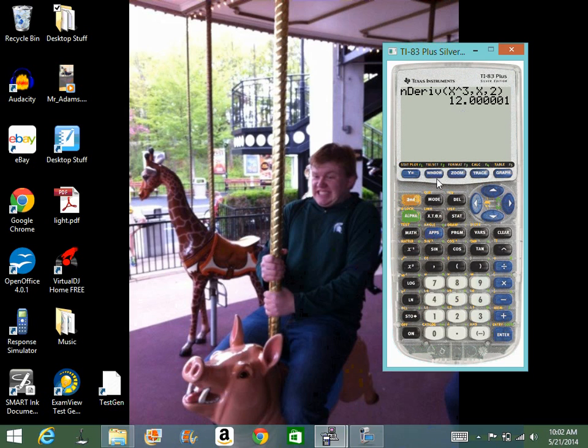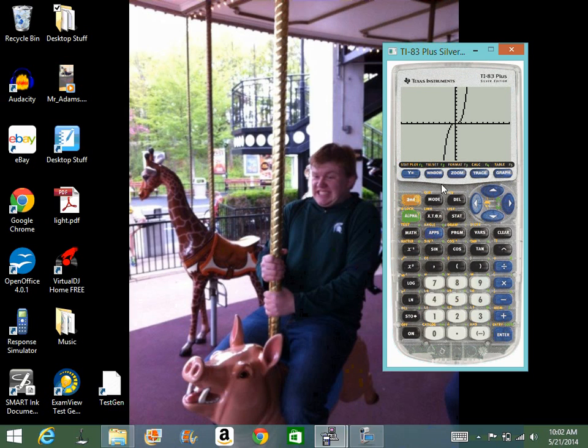What is the answer, though? It's actually 12. Now we can see that if I go in here and I graph this, x cubed, and I hit graph, that's what the graph looks like. And what we're interested in knowing is what is the slope of the tangent line at x equals 2.